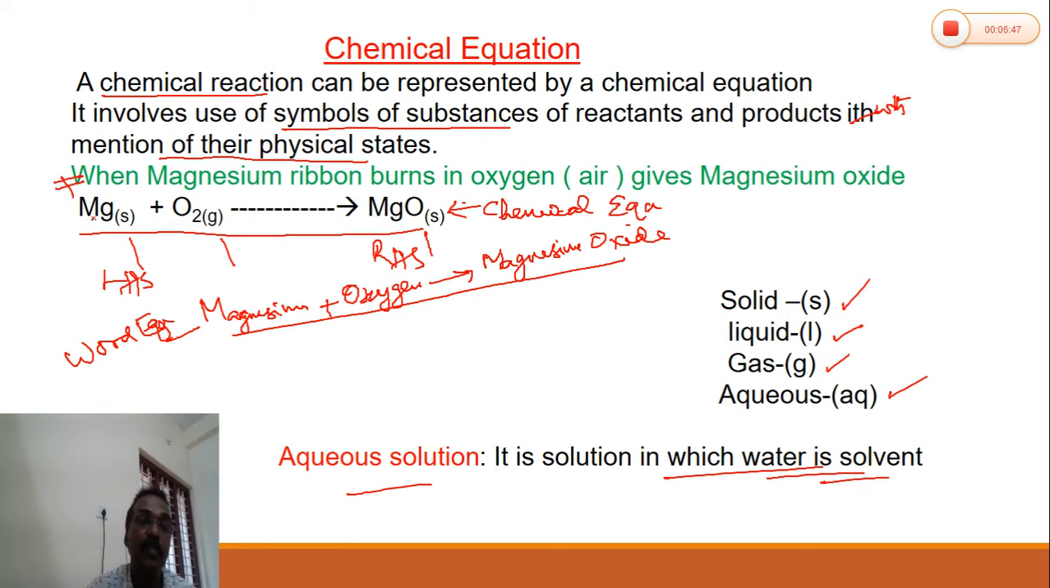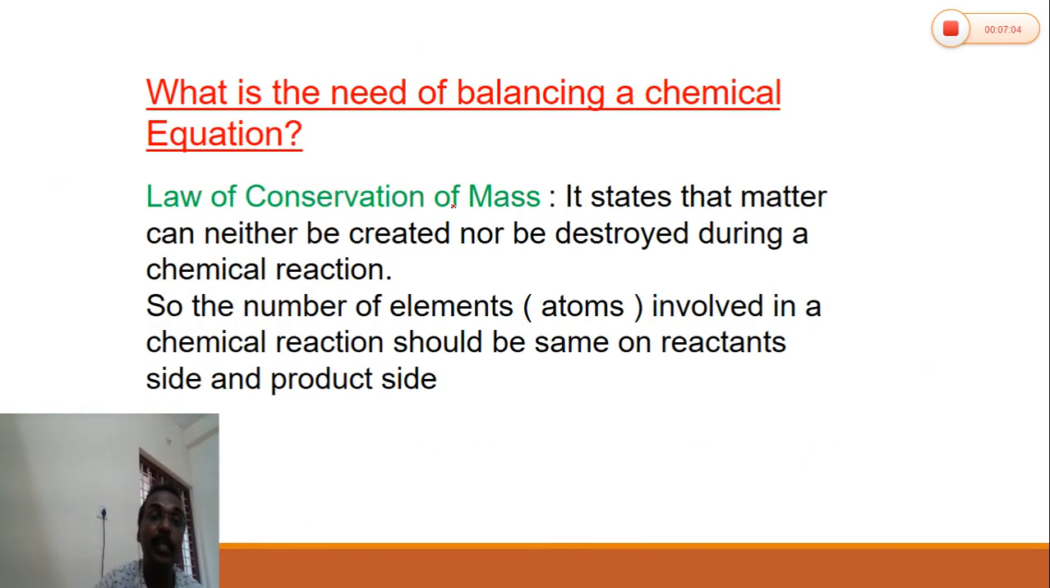Here, the left side has one magnesium, and the right side also has one magnesium. But the left side has oxygen 2 and the right side has oxygen 1. So this reaction is not balanced. So the chemical equation should be balanced. Why should the chemical equation be balanced? What is the need of balancing a chemical equation?